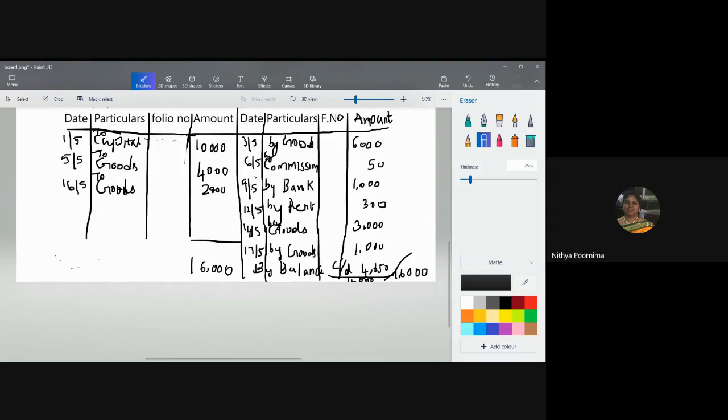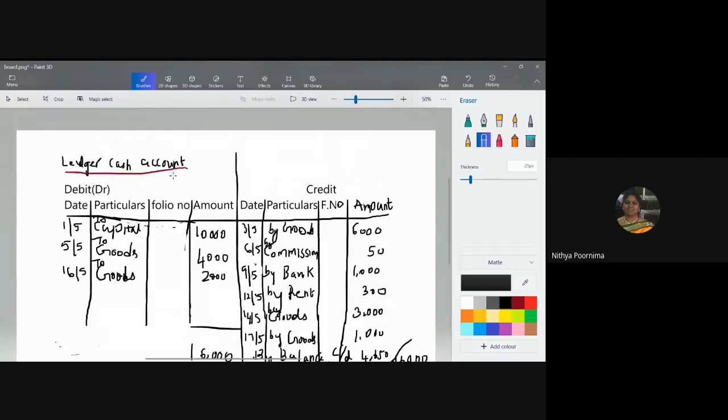For people who have joined late, for Sharanaya, for Baswaraj, I'm repeating. After doing the journal entry, we look at the complete transactions that have been made. I've realized that major transactions have happened between the cash account, goods account, and the capital account. So I'm going to make a ledger entry for these three. First, the ledger cash account.